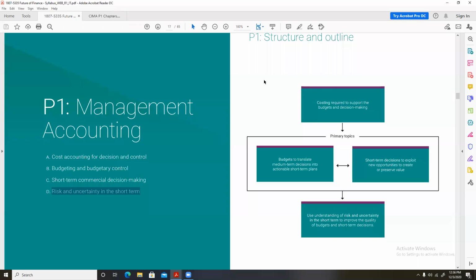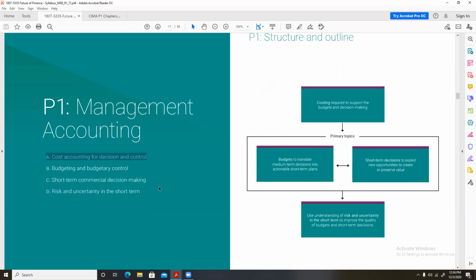Hello everyone, I am with MS Siddiqui and here on the screen I have CIMA P1, that is your management accounting paper syllabus in front of me. So the paper is divided in four parts as you can see. First is cost accounting for decision and control.